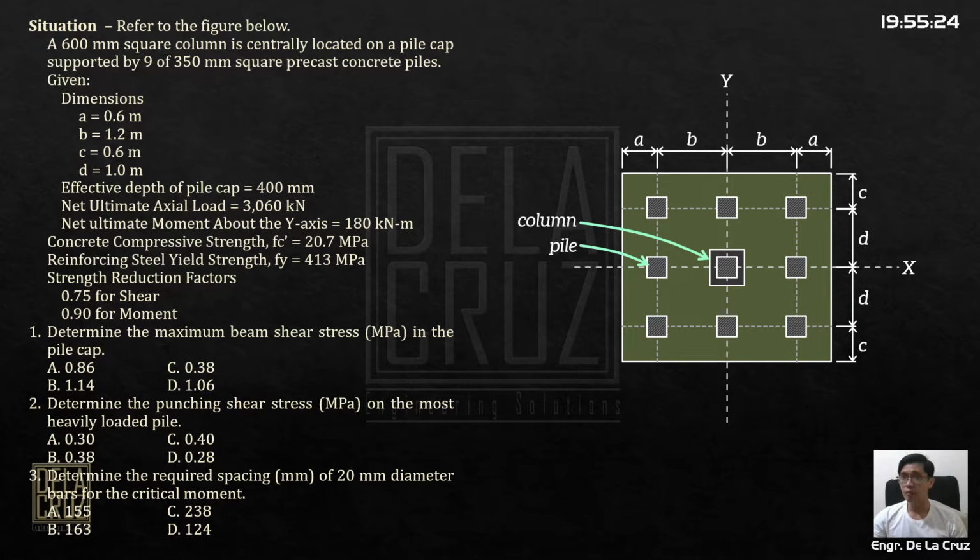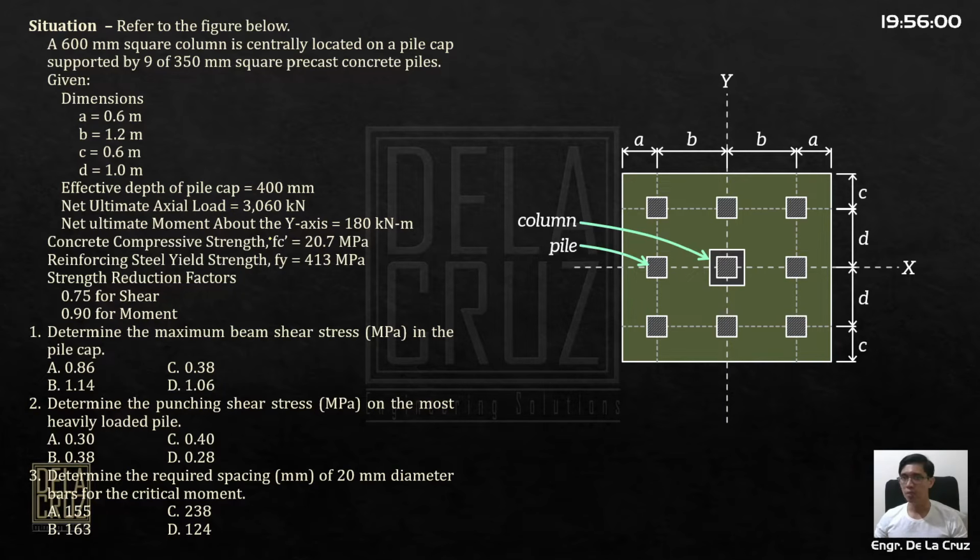So, we have here a 600 mm square column centrally located on the pile cap. The pile cap is supported by 9 of 350 mm square precast concrete piles. Square concrete piles. Dimensions given A, B, then C, and D. Effective depth of the pile cap is 400 millimeters. Ultimate axial load 3060 kilonewtons.